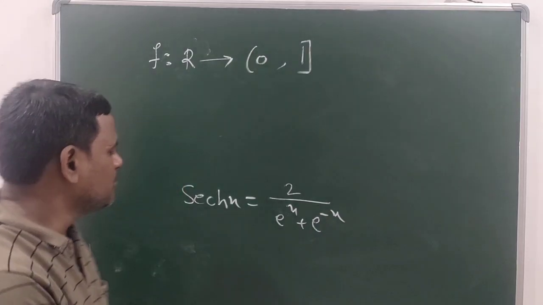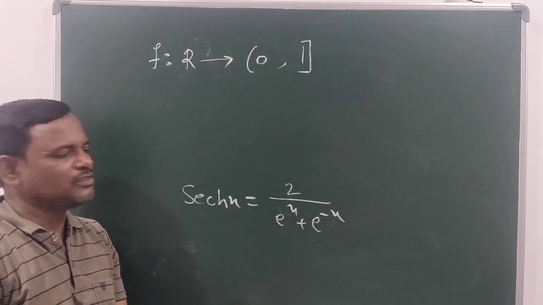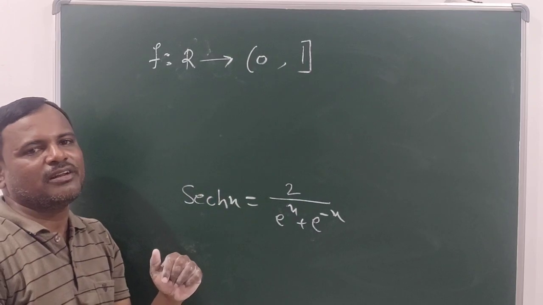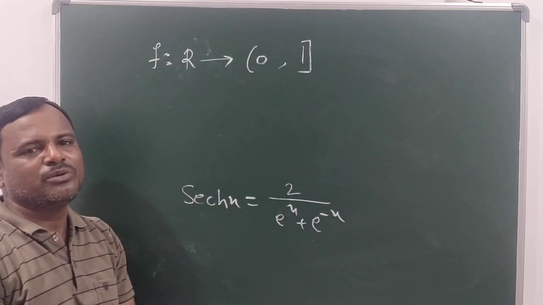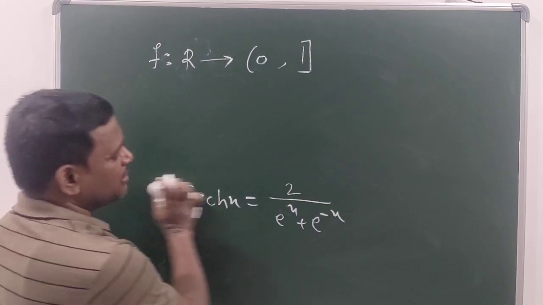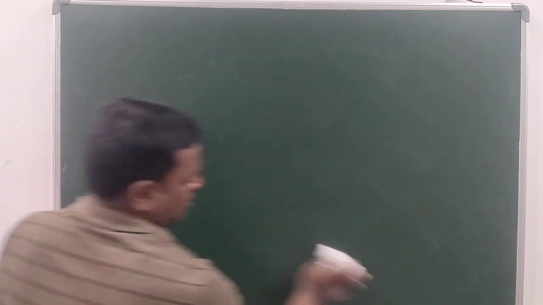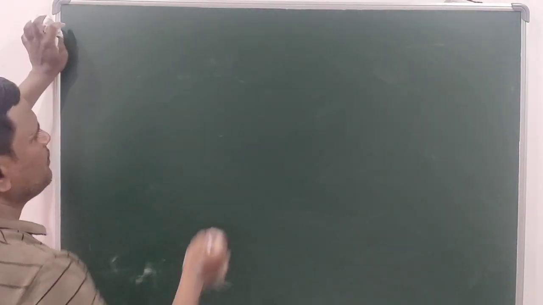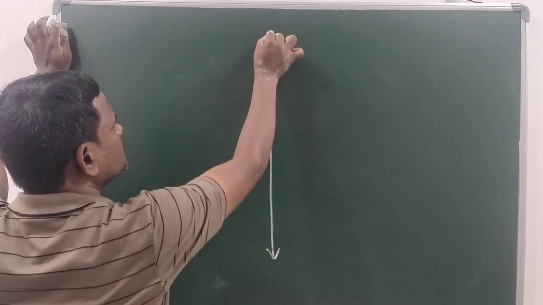Okay. So here its definition is reciprocal of cos hx, 2 by e power x plus e power minus x. Domain is set of real numbers. Range is open interval of 0 to closed 1. Now let us go to its graph. Now see its graph.